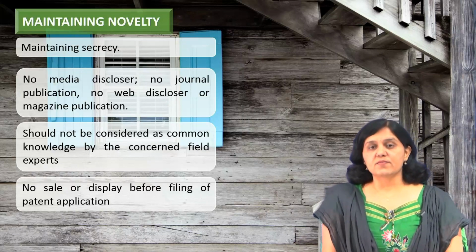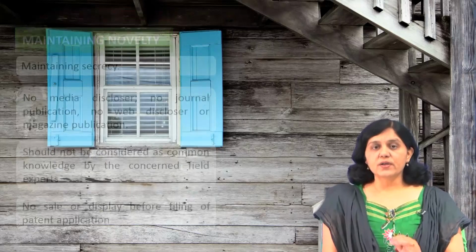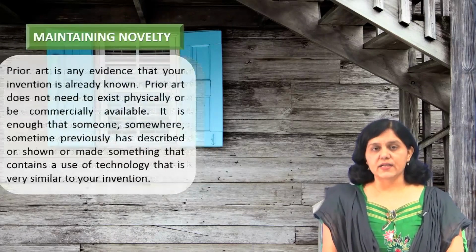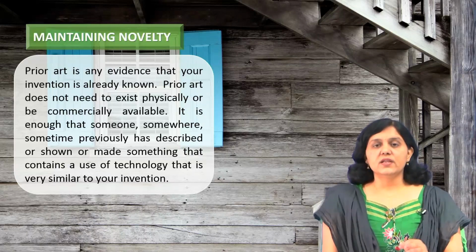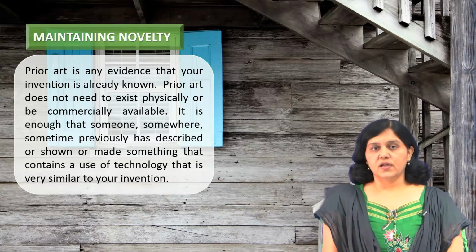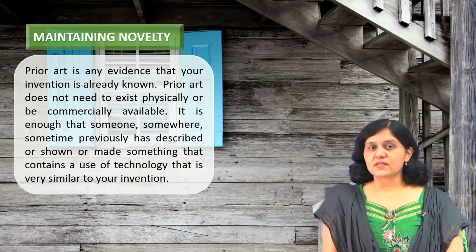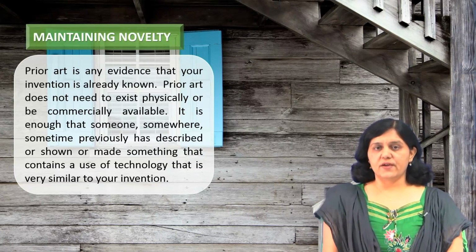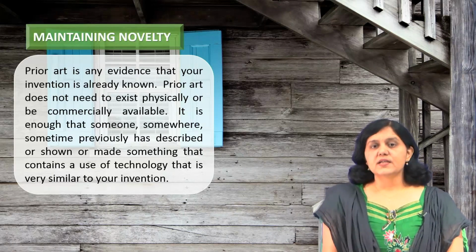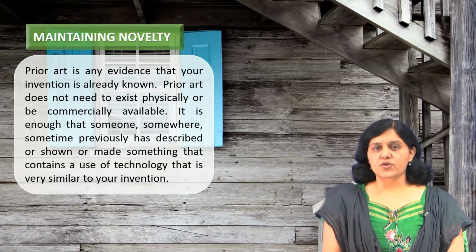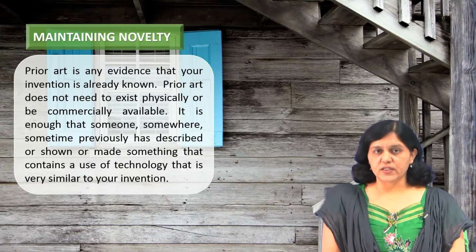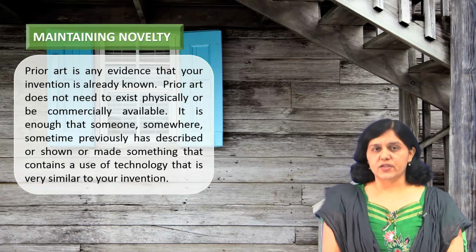But what do you understand by the prior art? According to the European Patent Office, prior art is any evidence that your invention is already known. Prior art does not need to exist physically or be commercially available. It is enough that someone, somewhere, sometime previously has described or shown or made something that contains a use of technology that is very similar to your invention.